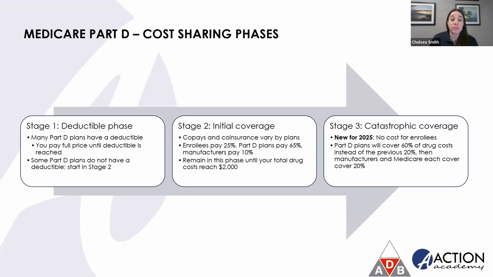If you do have a deductible, you would be in here. And for 2025, no deductible can be higher than $590, but each plan is going to change that. And then some don't have a deductible at all. For some plans, you'll start here in the initial coverage phase. There are co-pays and co-insurance that vary by plans. Enrollees pay 25%, Part D plans pay 65%, and manufacturers pay 10%. You'll remain in this phase until your total drug cost reaches $2,000.